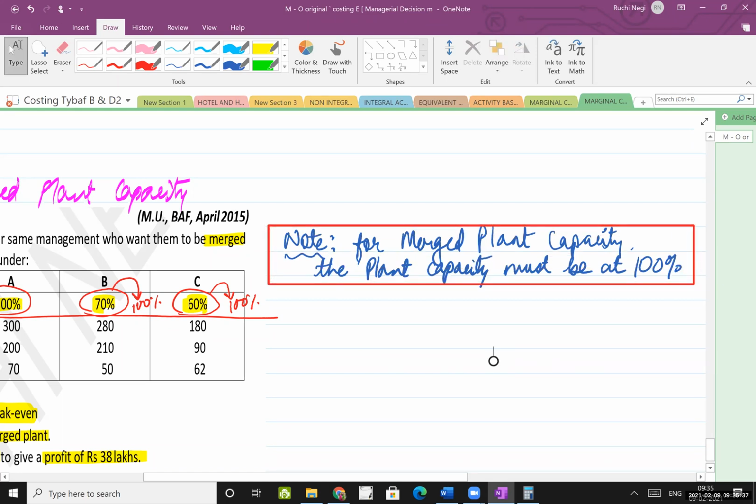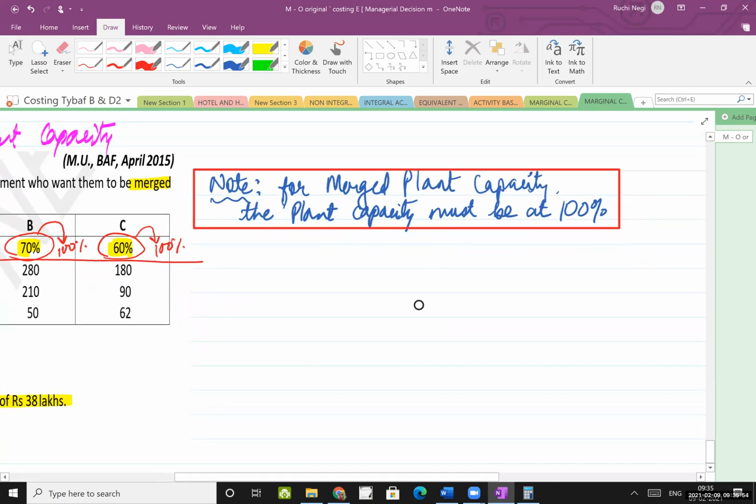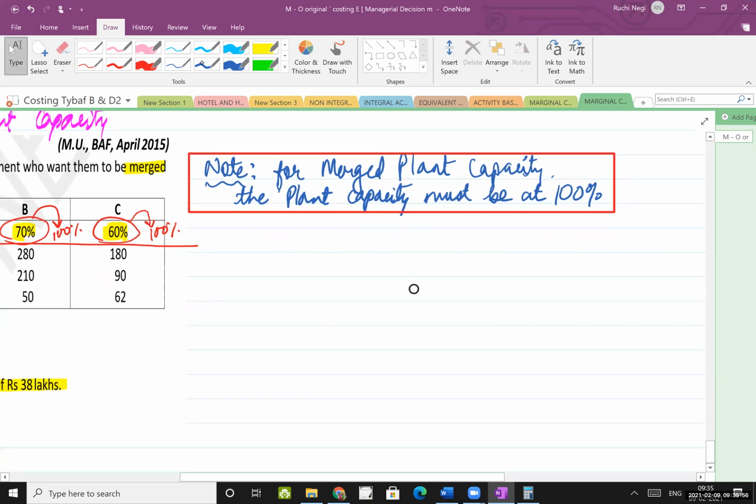Okay. So whenever you get some sums in the exam, the first thing that you're going to do is conversion. You will convert your plant capacity, which is not 100, into 100. Okay? तो हम बनाएंगे marginal cost statement, obviously. Marginal cost sheet.